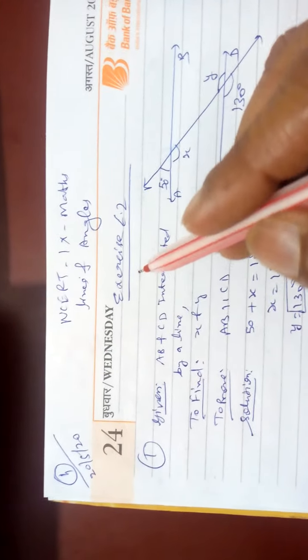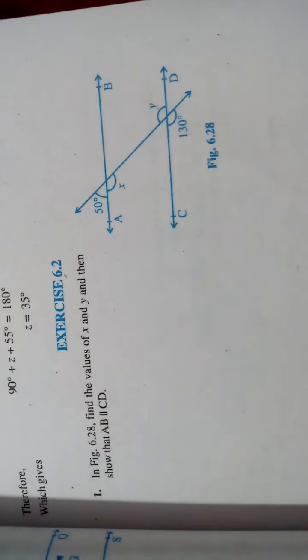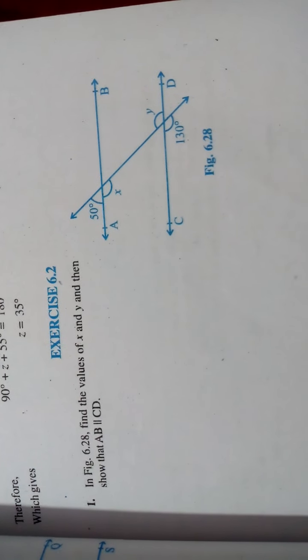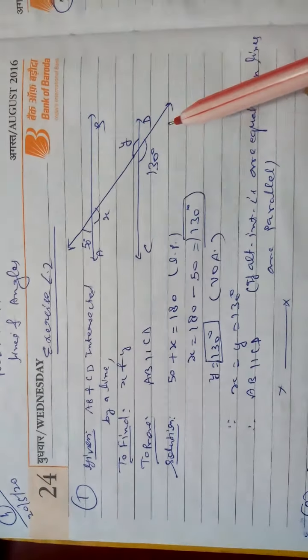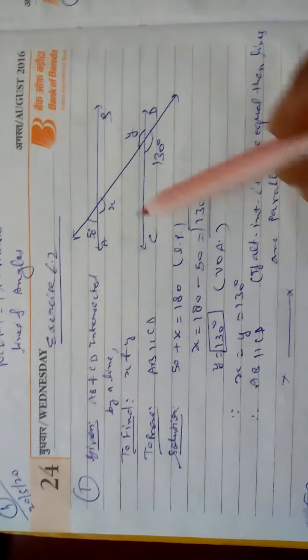Exercise 6.2. In exercise 6.2, the first question is given. Find the value of x and y and then verify AB is parallel to CD. AB and CD are intersected by a transversal. This angle is 50 degrees, this is 130 degrees. You want to find x and y, because AB is parallel to CD, to prove two things: to find and to prove. Two questions are given here. First of all, we find the value of x.